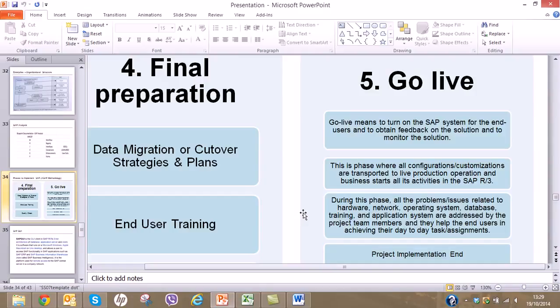Finally the project implementation ends. So that's how the companies work.